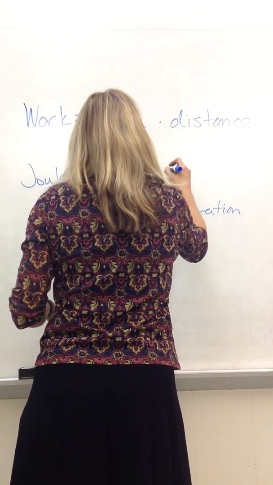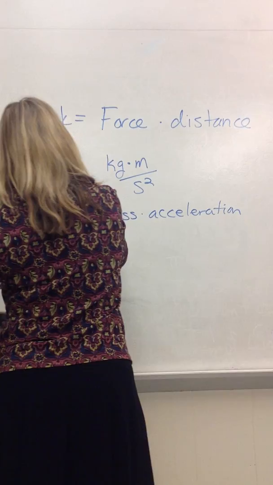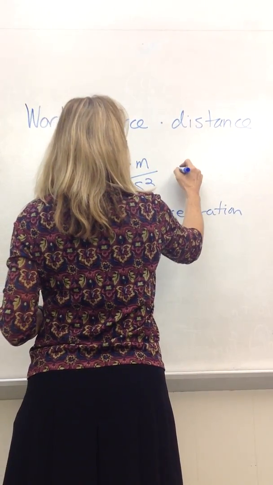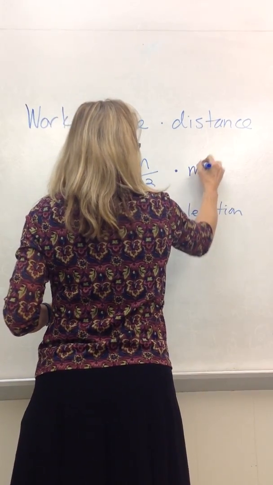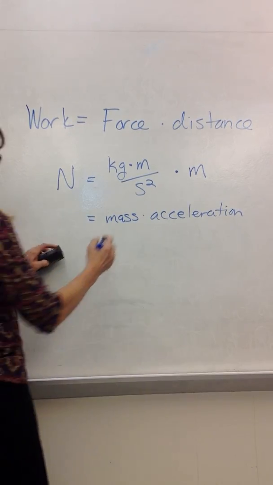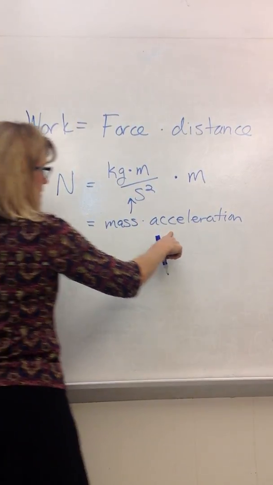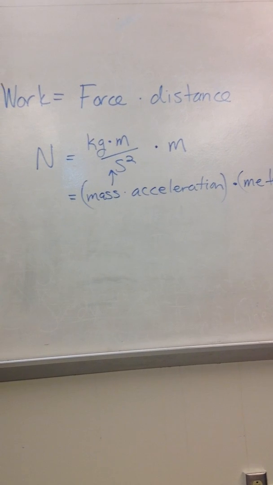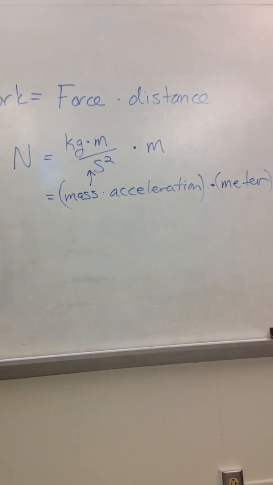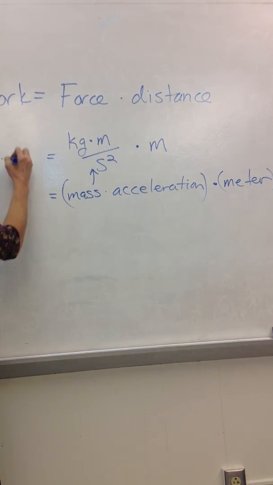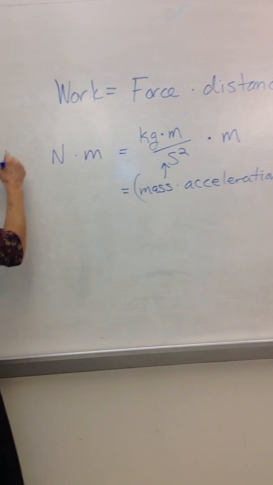And a Newton is a kilogram times meter divided by second squared. And then the distance we're going to use is meter. So this is your mass times acceleration, but then you multiply that by your distance, and in the SI system, the distance we use is meters. And so this is a Newton meter. That is also called a joule.